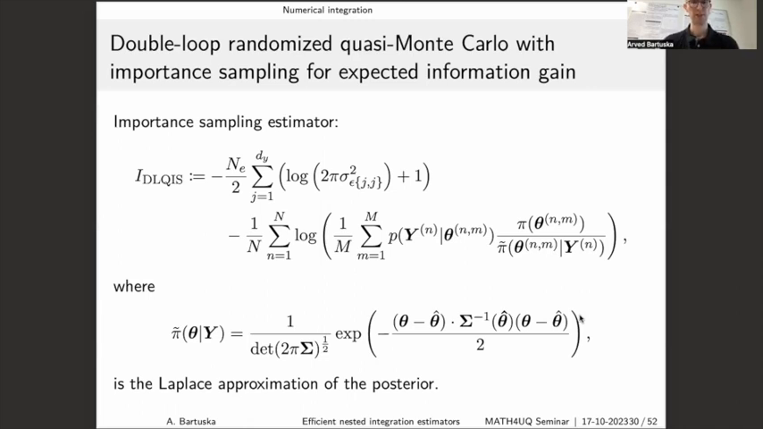Yeah, and this is how the Laplace approximation of the posterior looks like. So here theta hat is the MAP point, and sigma is the covariance that we find. So it's basically the negative Hessian of the log likelihood, evaluated at theta hat.